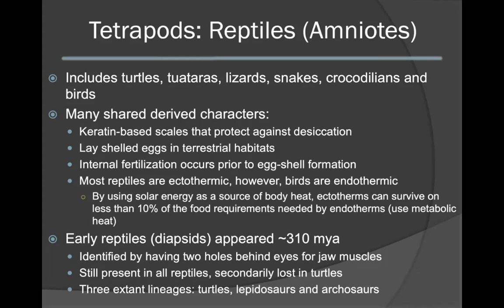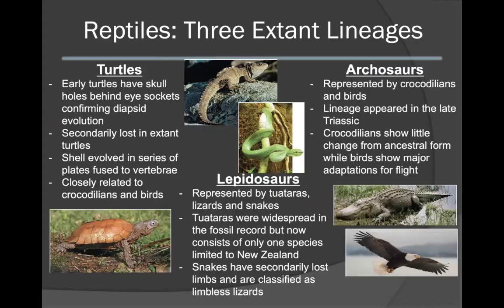These holes are still present in all reptiles, however, they have been secondarily lost in turtles. Reptiles are now represented by three extant lineages: turtles, lepidosaurs, and archosaurs. As stated previously, turtles have secondarily lost the holes behind their eye sockets. However, early turtles will still have these holes present, confirming their diapsid evolution. It is believed that their shell evolved in a series of plates that were fused to the vertebrae. Turtles are also closely related to crocodiles as well as birds.